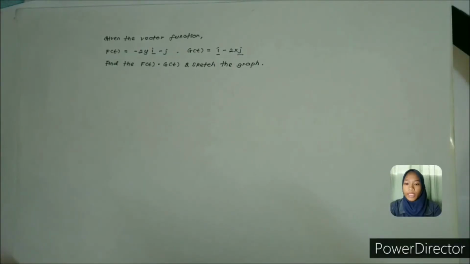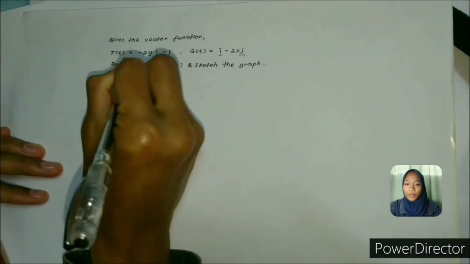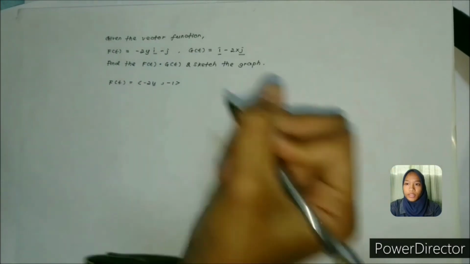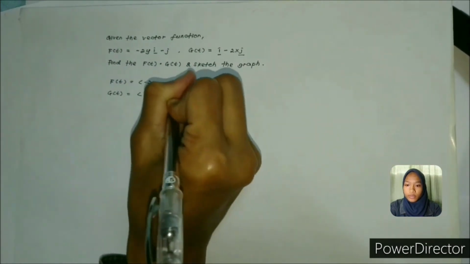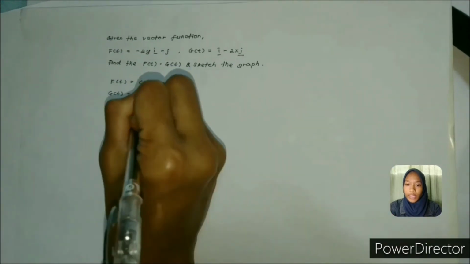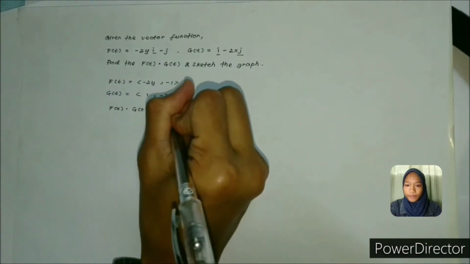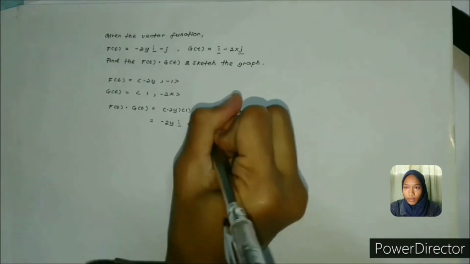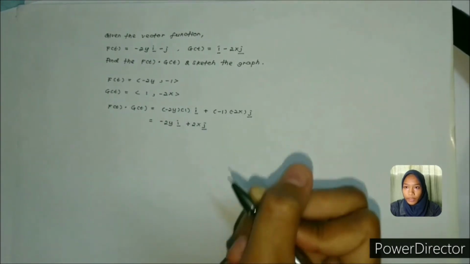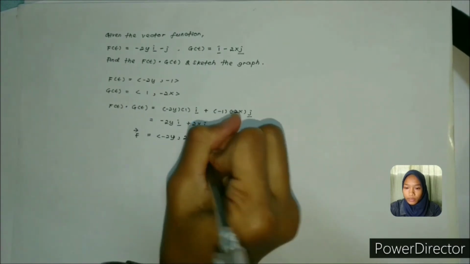From the equation, find the dot product of f and g. Convert the functions of f and g into bracket form. Separate the functions into the i vector and j vector. And then multiply as usual to get the dot product of f and g.